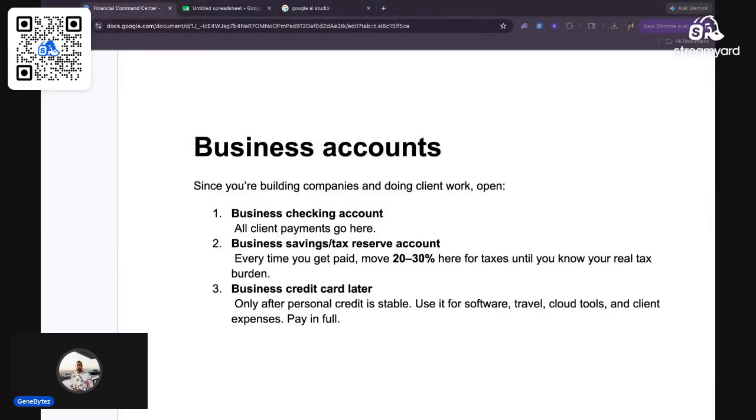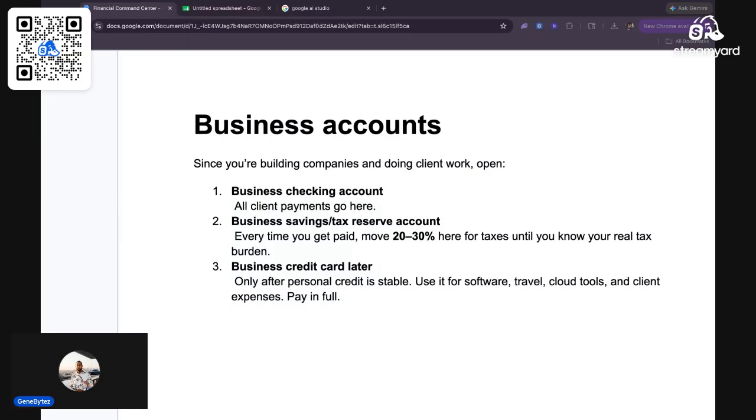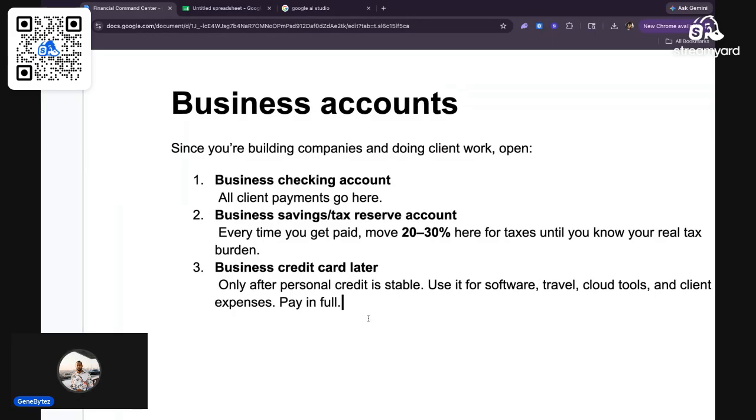Business accounts every software founder and freelancer needs. If you're taking client payments into your personal checking account, you're already creating chaos. And I know most of you are doing that. Like I said, it's something that I've been guilty of in the past. But it is something that you want to stop doing, because having proper accounting as it pertains to your business is important.